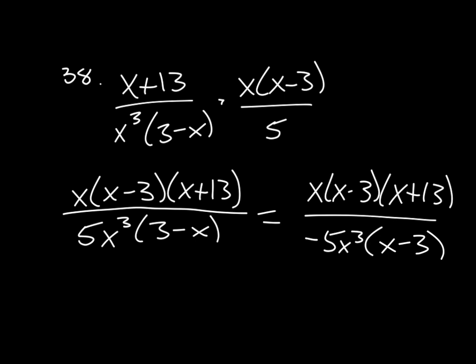Alright, so now do we have any common factors we can cancel? X minus 3. So those are gone. Anything else?